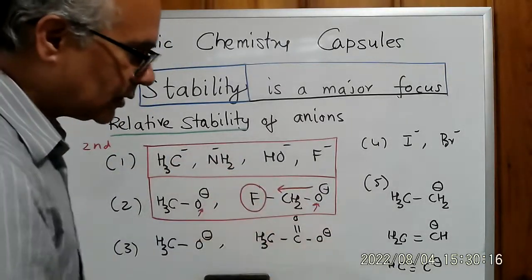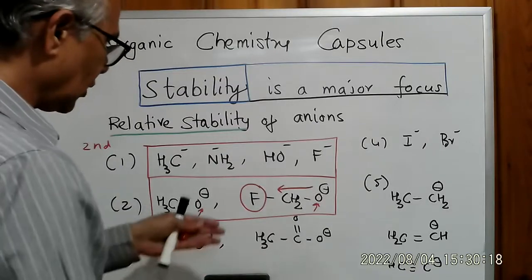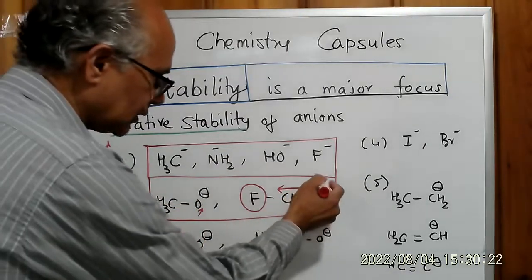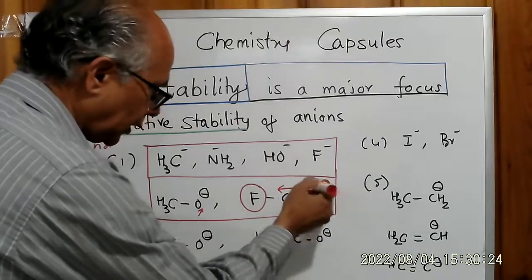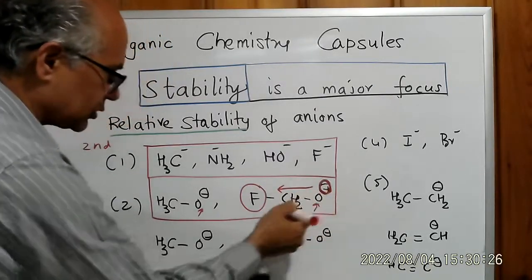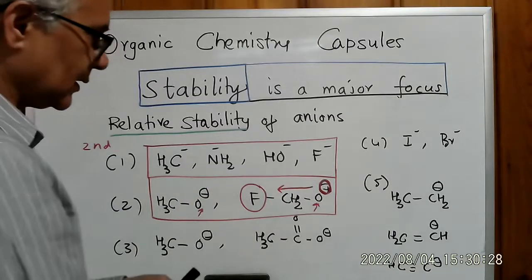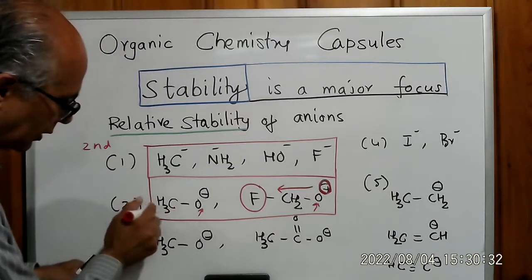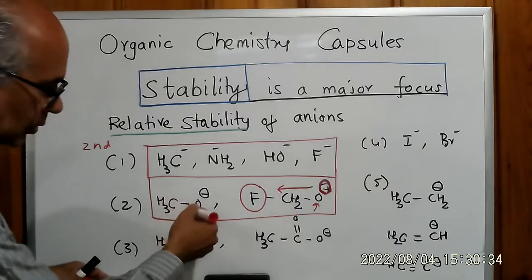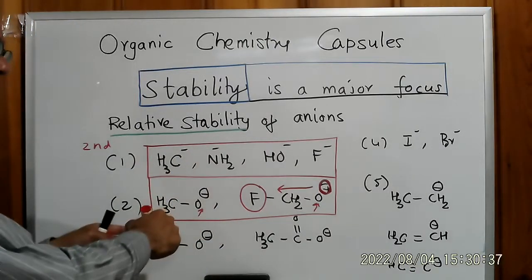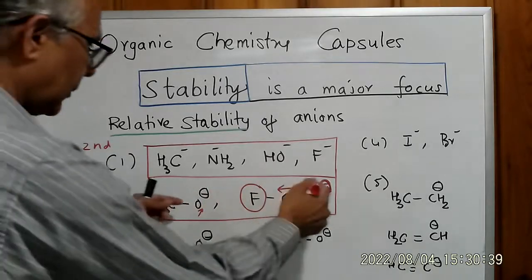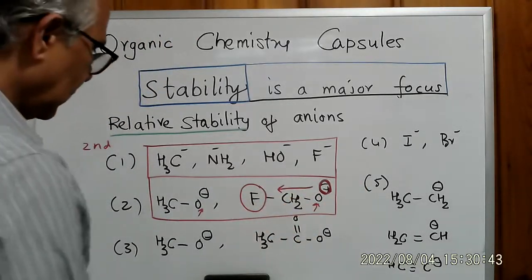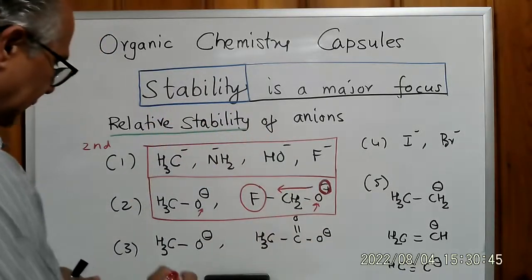So the negative charge is stabilized, and we call this a negative inductive effect. The electrons on this oxygen atom are being induced away from that oxygen, thereby stabilizing that negative charge. There is no such thing happening in the left ion, CH3O minus, so it's a less stable ion compared to the one with fluorine on it. Okay? So another video for that.